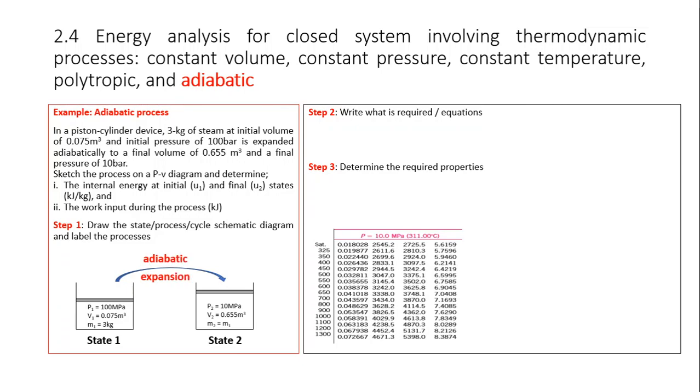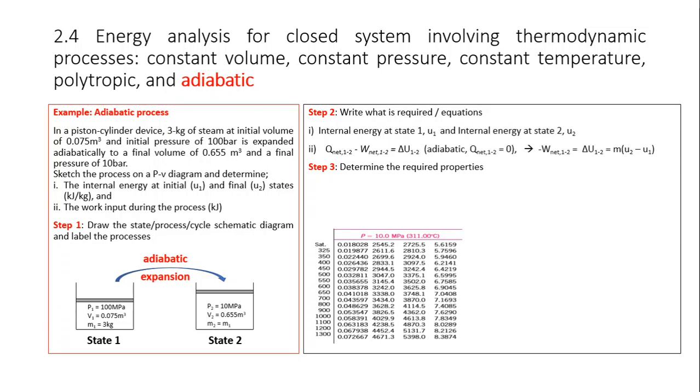For step 2, based on the question, for the first item, we have to find the properties for specific internal energy at the initial state and also the final state. So this will be solved in step 3 later. And for the work input during the process, since we know that the process is adiabatic, we can use the first law energy equation and we can cancel the term Q net. So using the first law energy equation, we can also calculate the amount of boundary work.